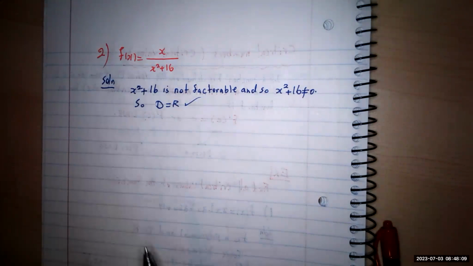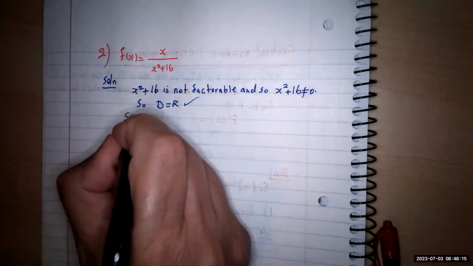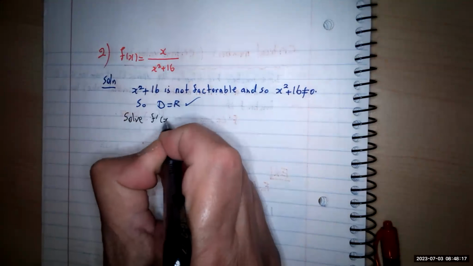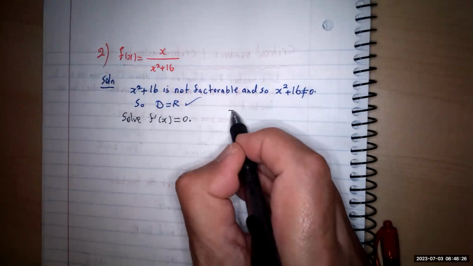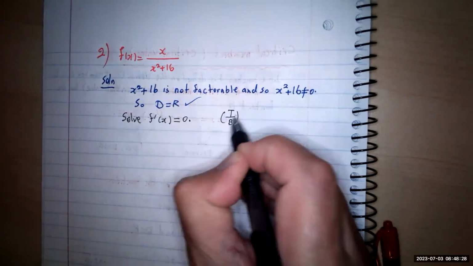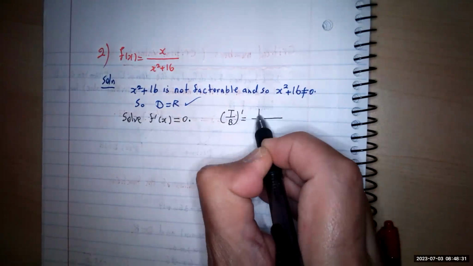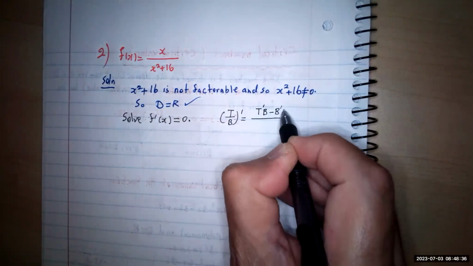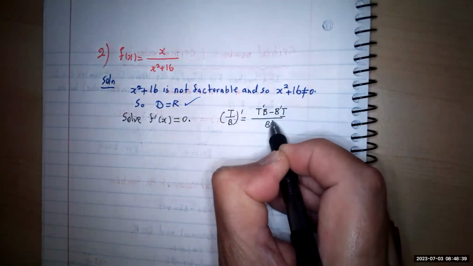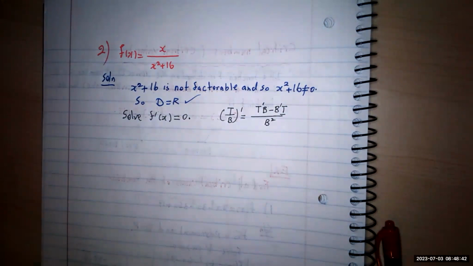Next, this function is nicely differentiable. So we're just looking for the horizontal tangent line. So we have to solve f prime of x equal to 0. Quotient rule only. Derivative of the top times bottom, minus derivative of the bottom times top, divided by the bottom squared. Carefully apply the quotient rule. Of course, anytime you use the quotient rule, you have to simplify it.